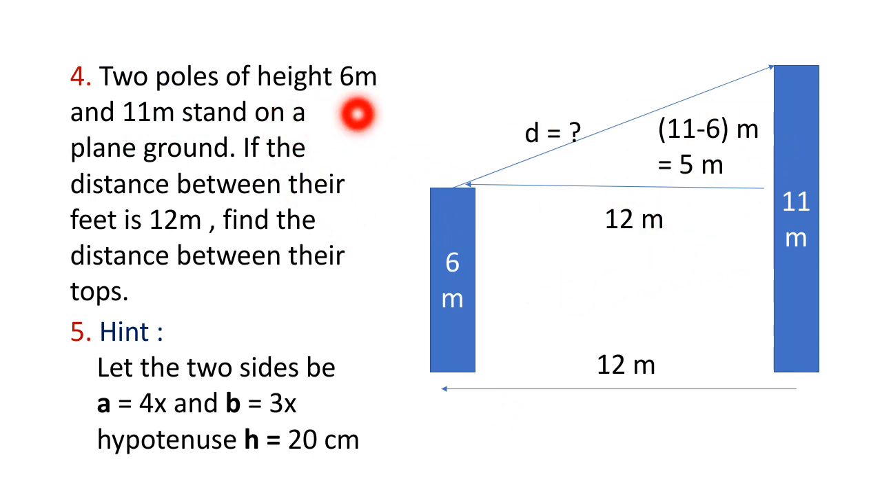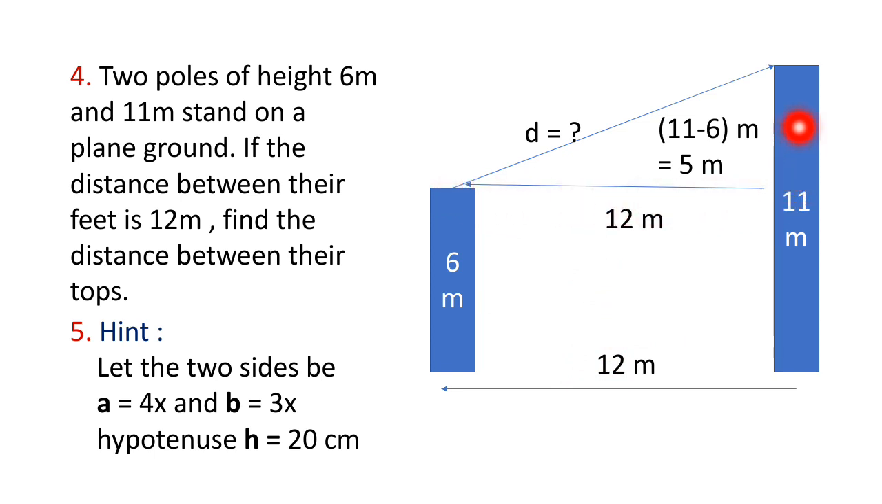Two poles of different height are given, 6 meter and 11 meter. So this one is 11 meter, as you can see, and this one is 6 meter, and the distance between those is 12 meter, as given in the question. So we can consider here the distance is 12 meter.